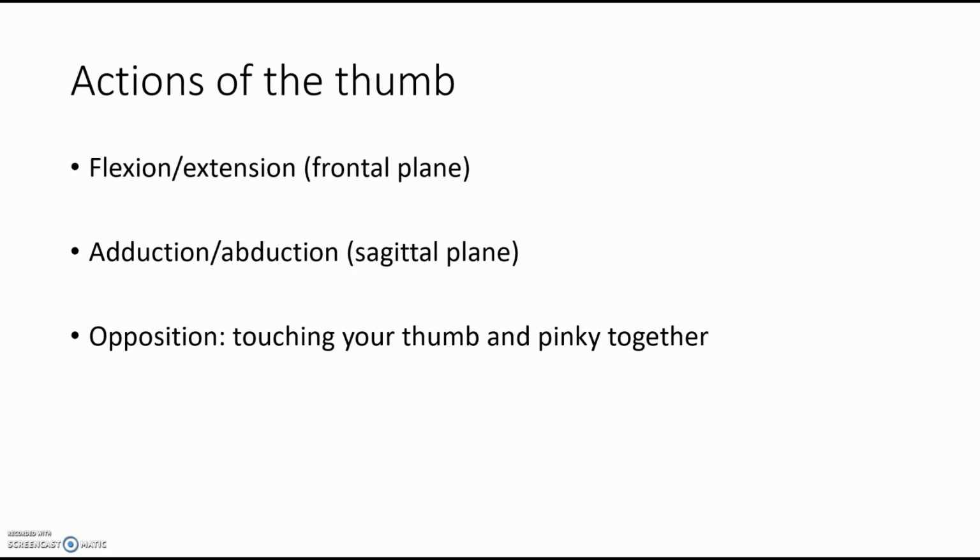Then on this next bullet, we have adduction and abduction, which again we're used to seeing in the frontal plane. Say your deltoid will do shoulder abduction in the frontal plane, which is what we're used to. But if we're talking about the thumb, then adduction and abduction will both be in the sagittal plane. And then just one more action to note here is opposition. Opposition is if you take your thumb and your pinky and you just touch them together. I encourage you guys to do these motions as I talk about them in the next slide.